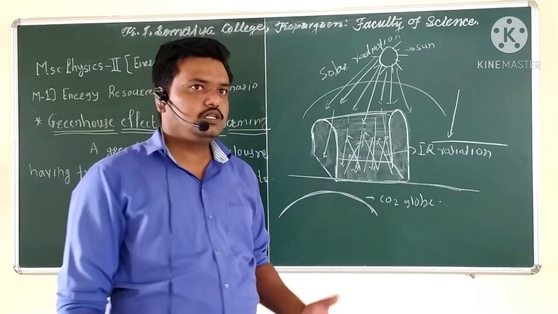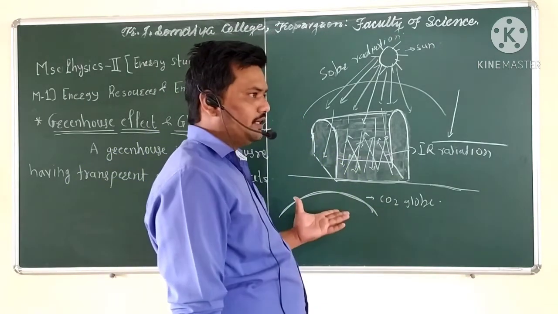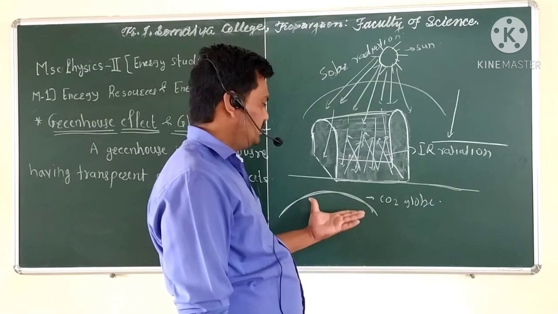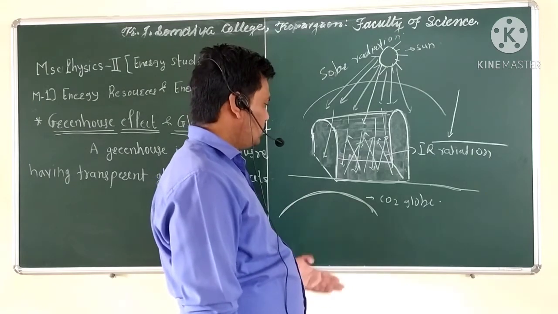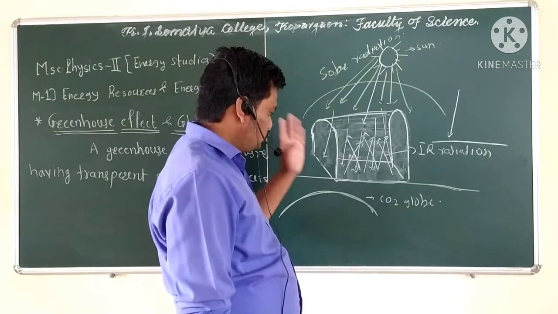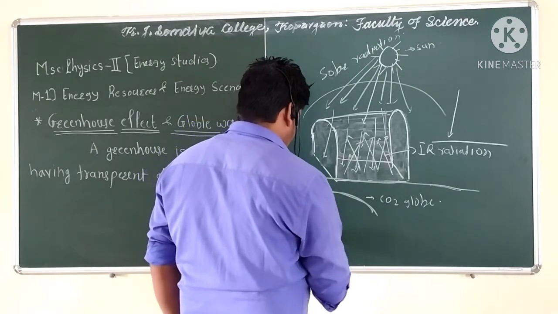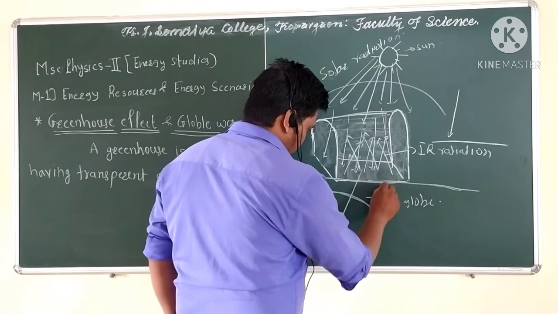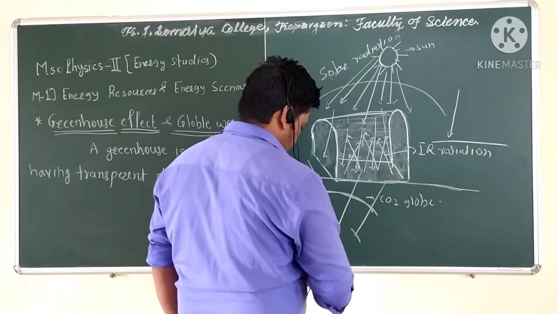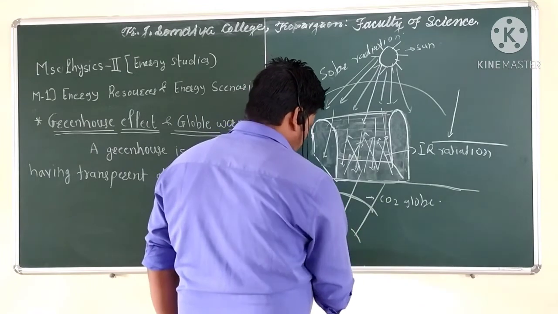So what happens here, if the layer of CO2 and other greenhouse gases is created in the atmosphere, then solar radiation is incident on the earth surface, from this side, on anywhere on the earth surface.